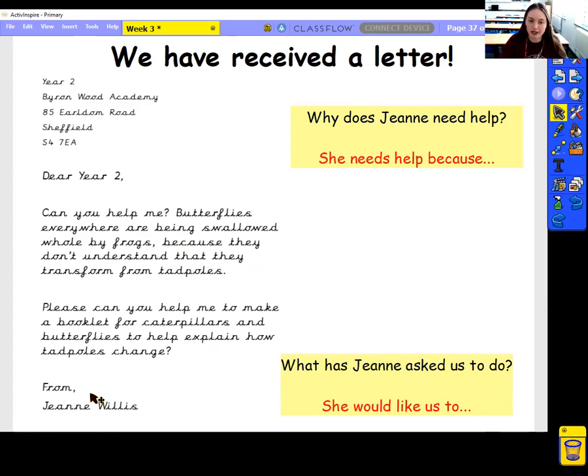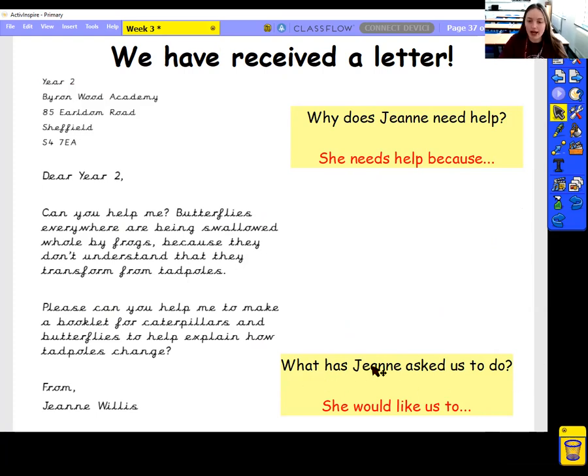So just like in the story, the butterfly gets eaten by the frog, and it's because they don't understand that tadpoles become frogs. Otherwise, the butterflies wouldn't go near the frogs. So, why does she need our help? Tell somebody in the room, why does she need our help? Fantastic. So hopefully you said something like, she needs help because butterflies are being swallowed by frogs and she wants to stop that happening.